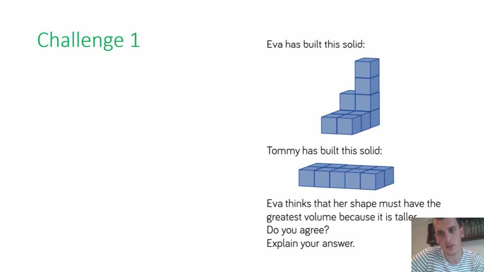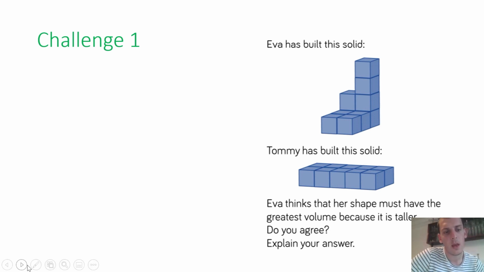Eva has built this solid. Tommy has built this solid. Eva thinks that her shape must have the greatest volume because it is taller. Do you agree? And you need to explain your answer. Now, remember, as I said before, when you're explaining your answer, you need to use proper English, full sentences. I don't just want Eva's is bigger or Tommy's is bigger. I want the reasons why.